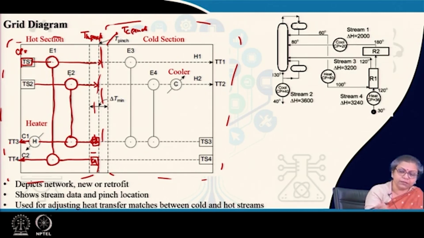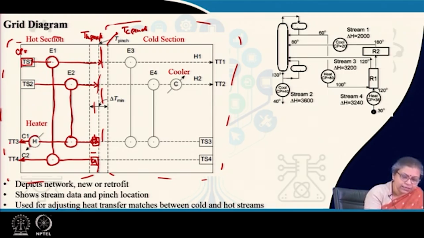If you want, you can number them as E1, E2, etc. After you have done it, after all the heat exchangers are placed, then you need to find out the unbalanced enthalpy. Based on whether heat has to be removed or added, you are going to look at heaters and coolers.